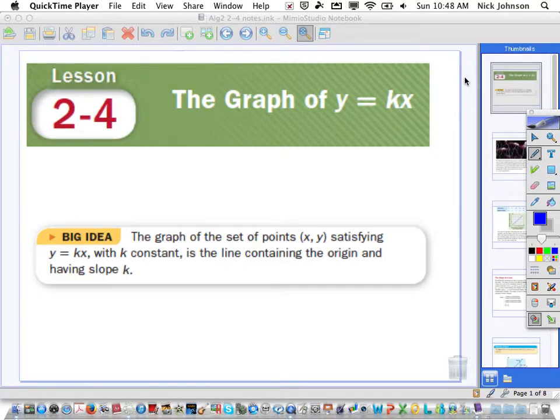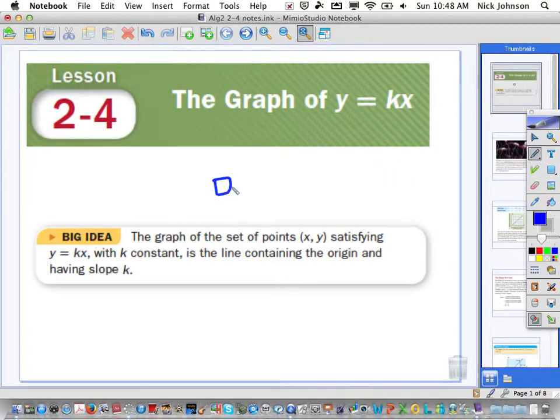Hello. Lesson 2-4, the graph of y equals k times x. Now this is what you should realize is our direct variation equation. The big idea of what we're trying to learn is the graph of the set of points x comma y satisfying y equals k times x, with k being the constant. We all know that the number in front of our variable is our constant, is the line containing the origin and having the slope k.